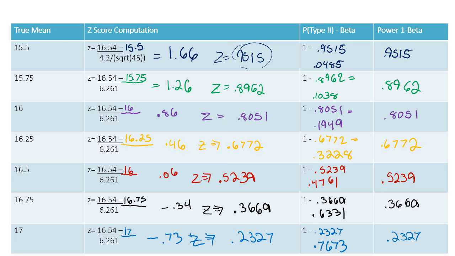Now it's important to understand why this matters, and we can do another video on that, but sometimes the steps of computing beta can be tricky. The steps are to calculate that x bar, and we use that same x bar and compare it against each possible true population mean.